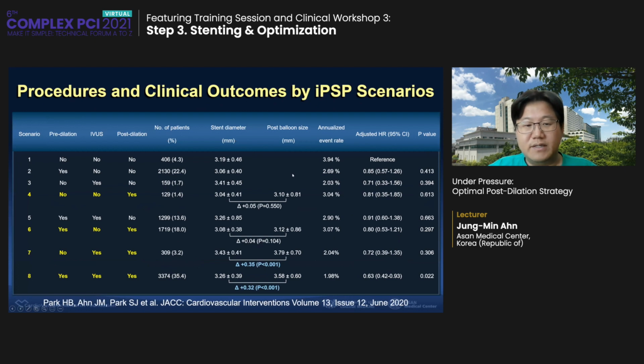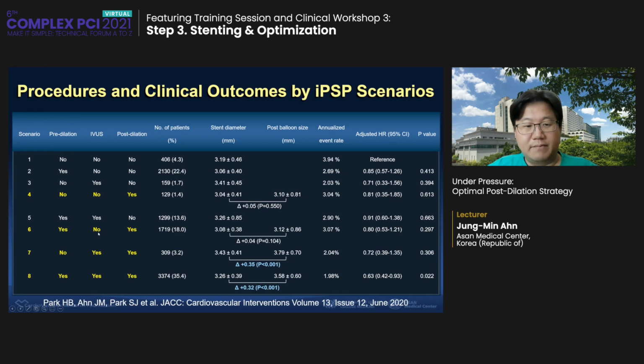The more interesting part is this. We made separate scenarios: pre-dilatation, IVUS, post-dilatation. Look at no pre-dilatation, no IVUS, but post-dilatation. The stent diameter is 3.0, and the post-stent balloon is only 3.1. That is a less aggressive post-dilatation strategy.